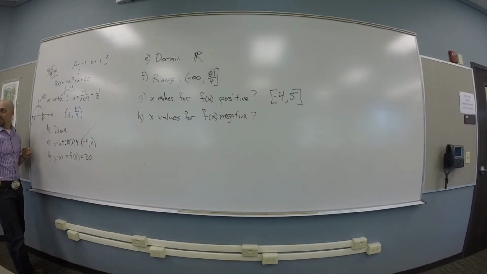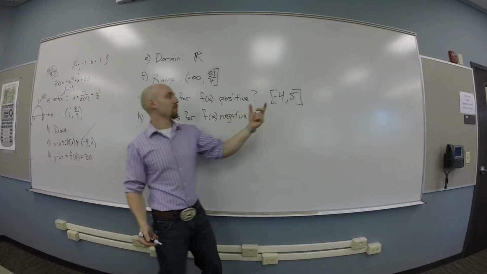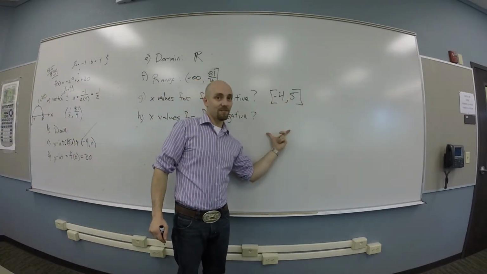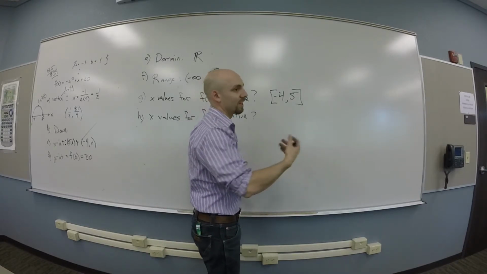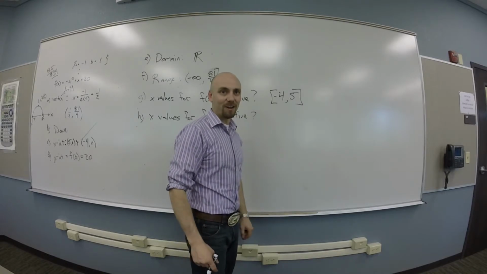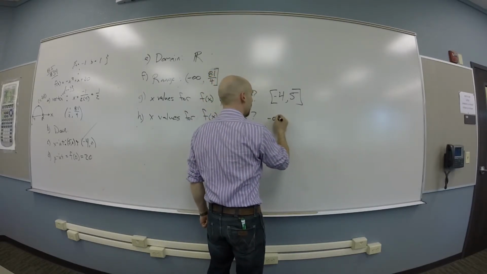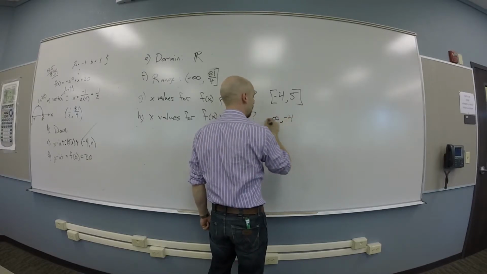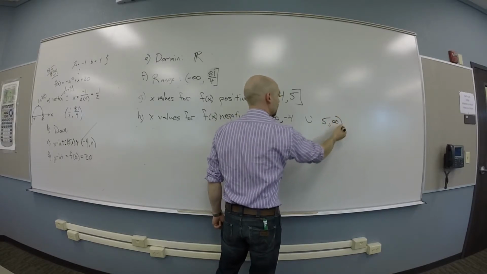You guys all see that? It's all the other stuff, right? These are the x's that give you positive things. So the x's that give you negative things should be everything else, except maybe the ones that give you 0, right? Because you have to make this decision. So we should start at negative infinity and go to negative 4, and then also from 5 onwards.